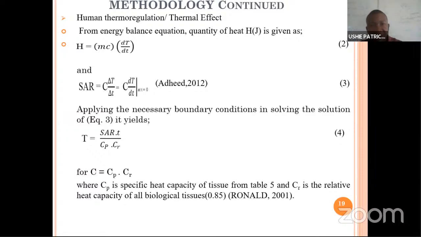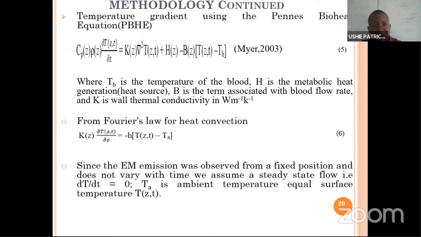We've done that, but we might not have the time to do those calculations here. Then our interest will now be this equation we call the Pennes bioheat equation, PBHE. You see this as the Pennes bioheat equation, where Tb is the temperature of the blood, H is the metabolic heat generation or the heat source, and k is the thermal conductivity, like Fourier's law for heat conduction, which is seen in equation 6.